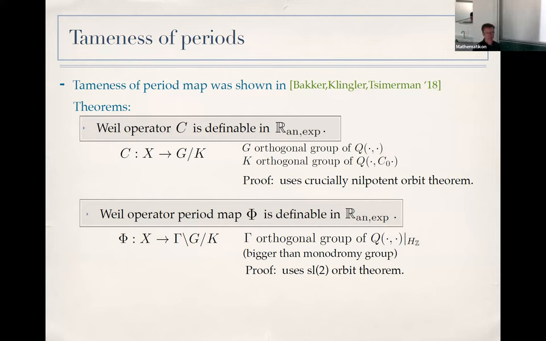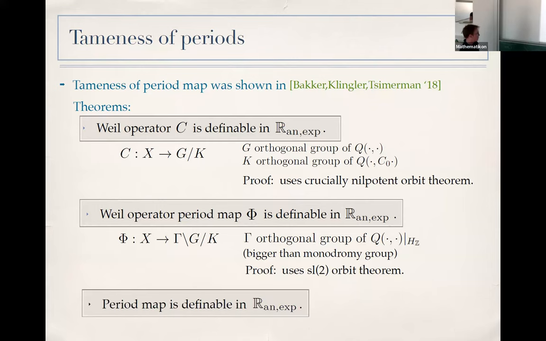It actually uses the SL2 orbit theorem, and that's, so to say, one of the non-trivial steps in Bakker-Klingler-Tsimerman. And once you have this, you can lift the statement that the period map itself, so not the Weil operator, but the period map itself, is definable in R_an,exp. So in contrast to looking at the differential equation, this tameness statement comes really from the Hodge theory analysis. So it's proof abstract.